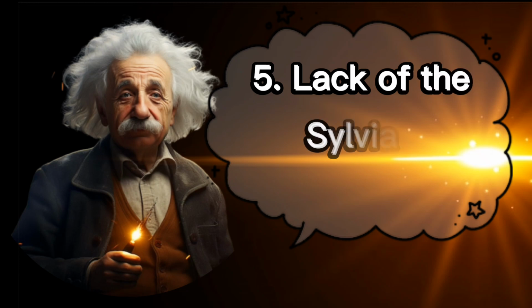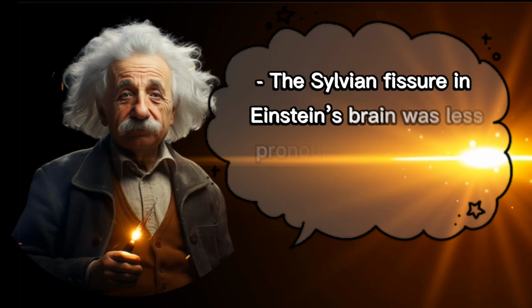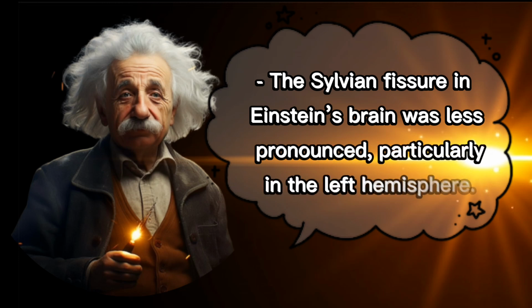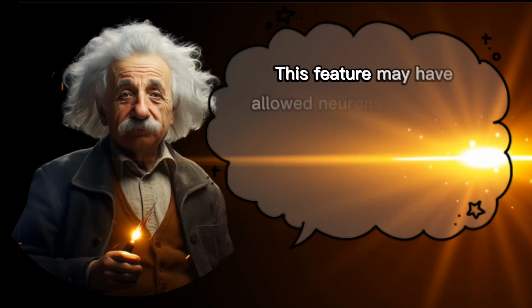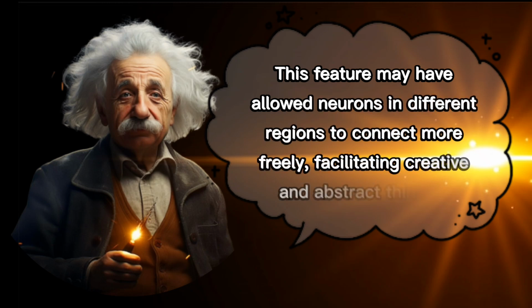5. Lack of the Sylvian fissure. The Sylvian fissure in Einstein's brain was less pronounced, particularly in the left hemisphere. This feature may have allowed neurons in different regions to connect more freely, facilitating creative and abstract thinking.